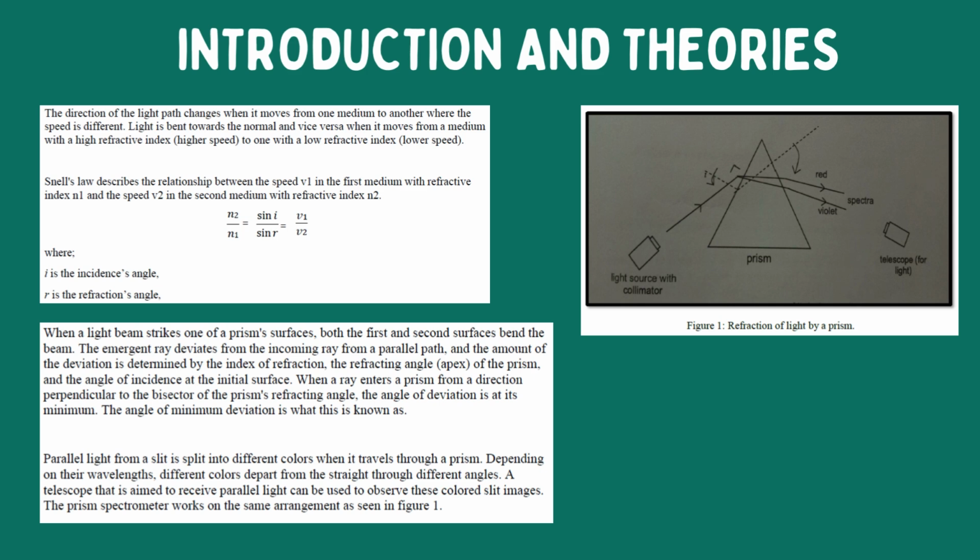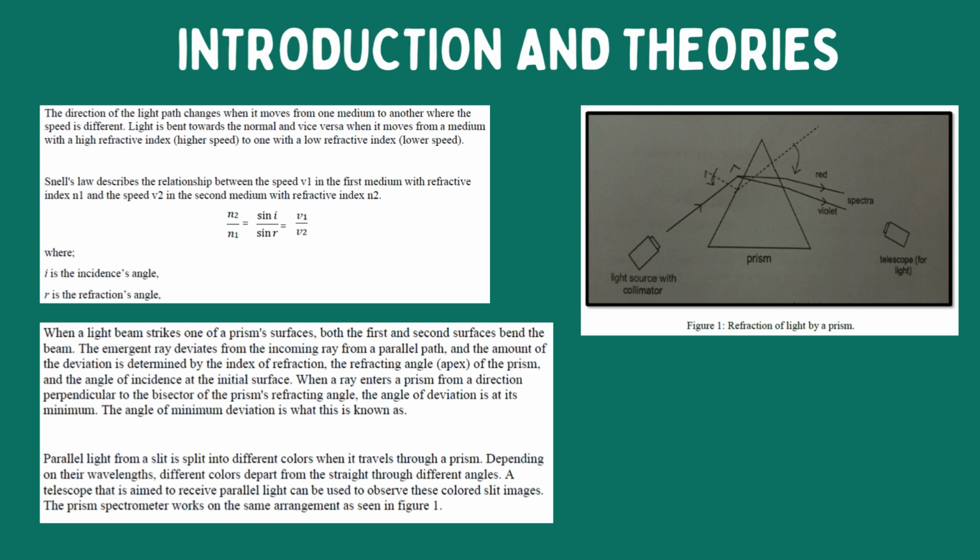The direction of the light path changes when it moves from one medium to another where the speed is different. Light is bent towards the normal, and vice versa, when it moves from a medium with a low refractive index, higher speed, to one with a high refractive index, lower speed.